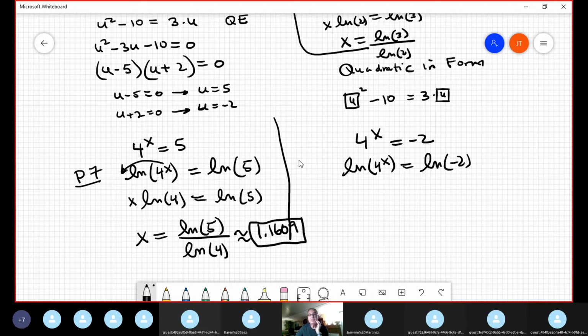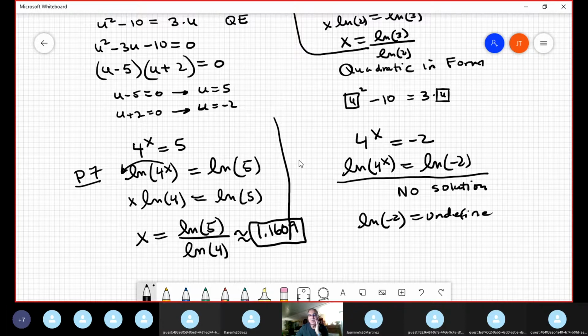What's going on with this part? This part has no solution. Why no? Because you know that logarithm is impossible. Logarithm of a negative number is totally undefined. This is one point of view.